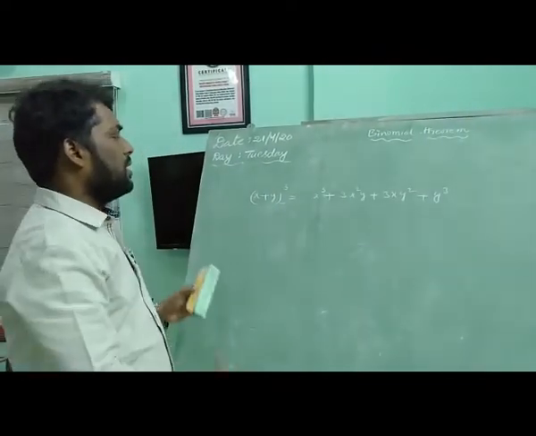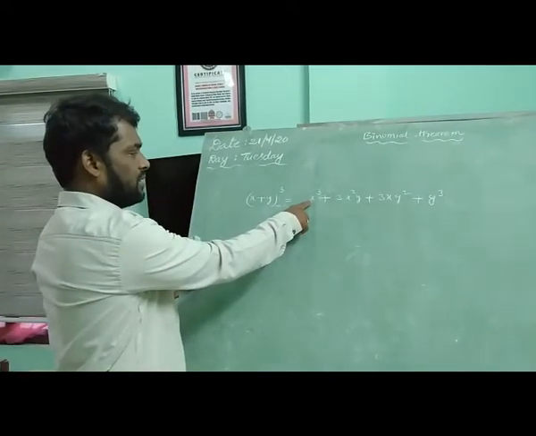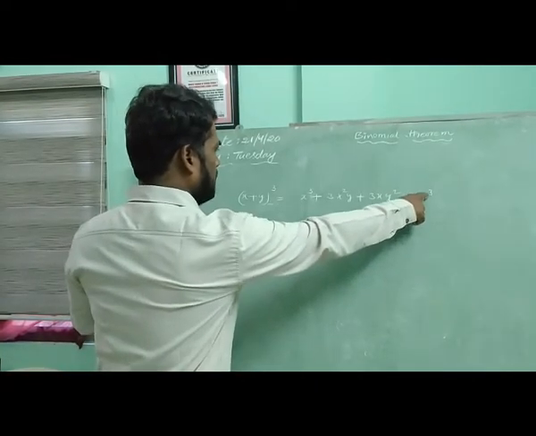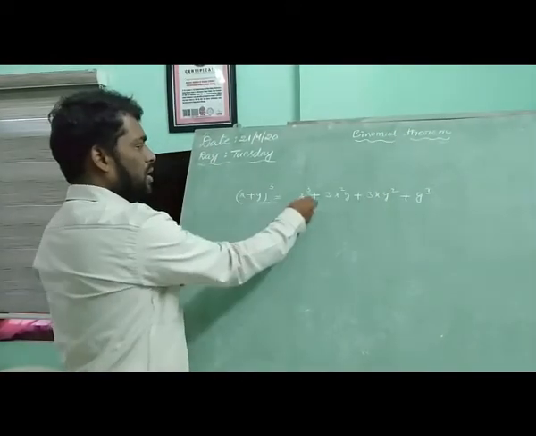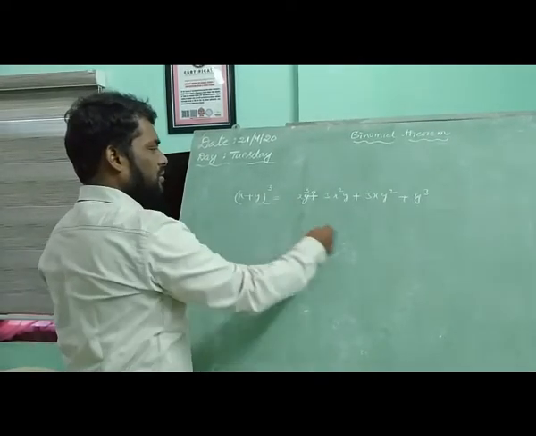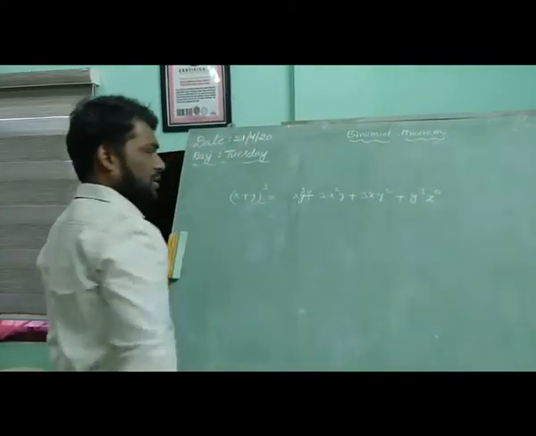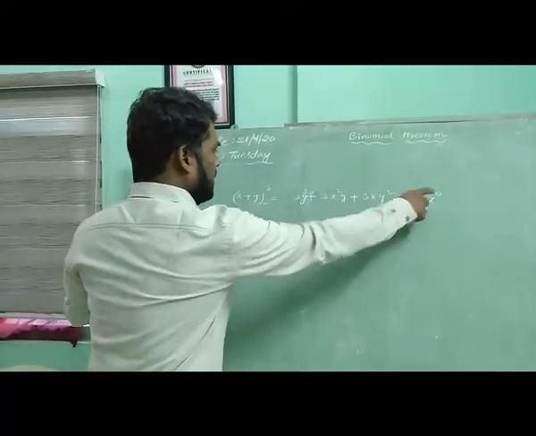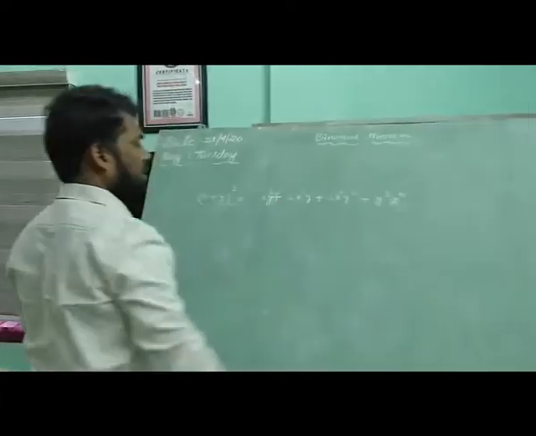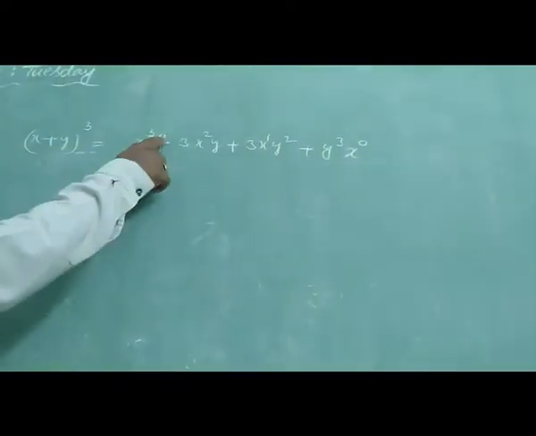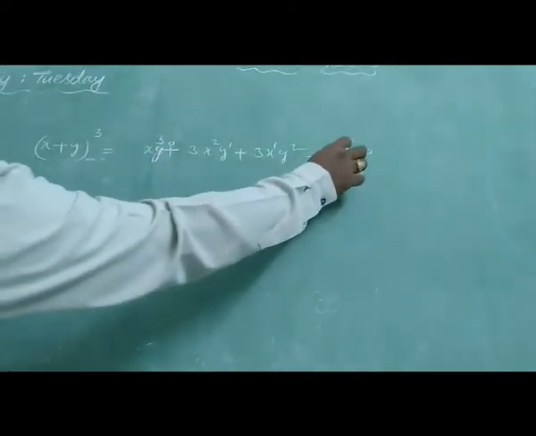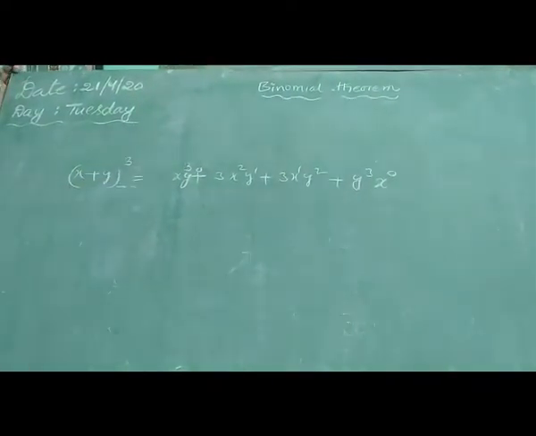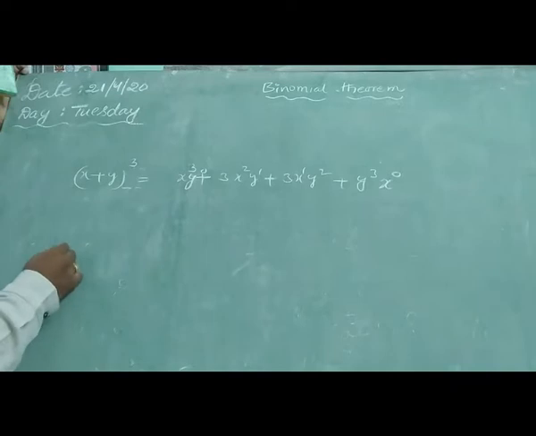And second one, exponent of x in the first term is equal to exponent of the binomial. Exponent of y in the last term is equal to exponent of the binomial. And the exponent of y in the first term is equal to 0. Exponent of x in the last term is equal to 0. And exponents of x in the terms consecutively decrease: 3, 2, 1, 0. And the exponents of y consecutively increase: 0, 1, 2 and 3. So like this we can make some observations. By observing these, we can write some more binomial expansions.